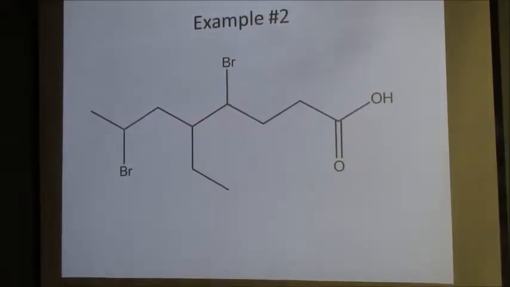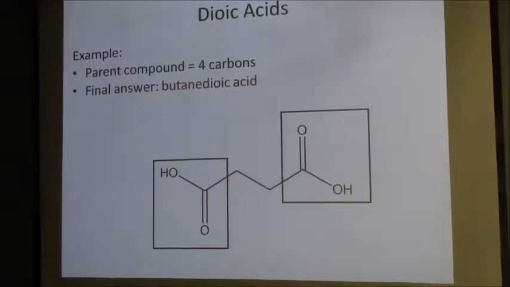Here's another example, again involving bromines, and we've also got an ethyl group this time. We, by default, begin numbering from the carboxyl group. So 1, 2, 3, 4, 5, 6, 7, 8. So this is 4,7-dibromo, 5-ethyl octanoic acid. If you have 2 carboxyl groups, it's called a dioic acid. So for instance, this is a 4-carbon chain, so we call this butane dioic acid.